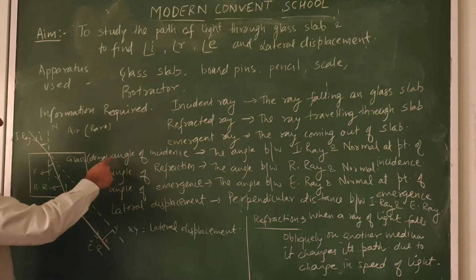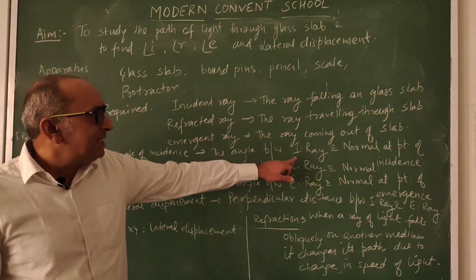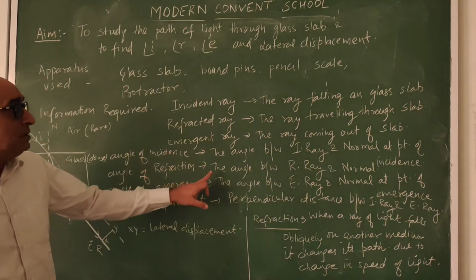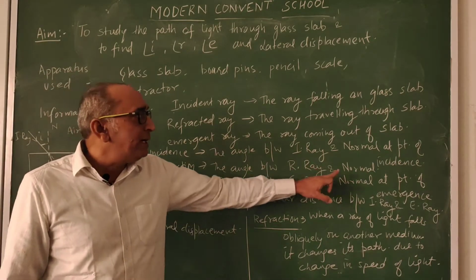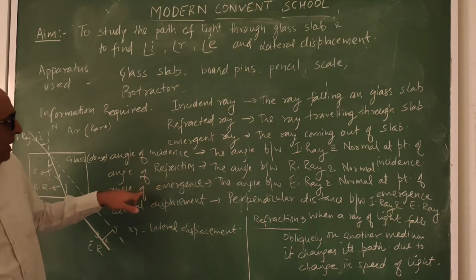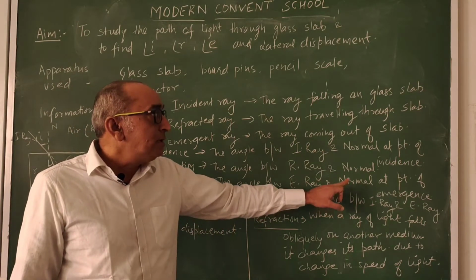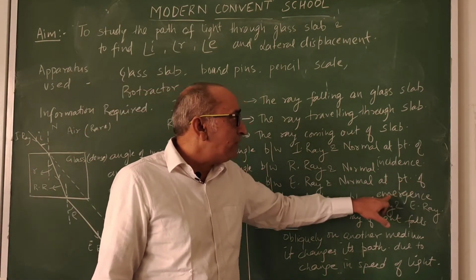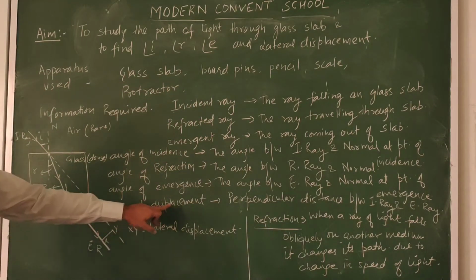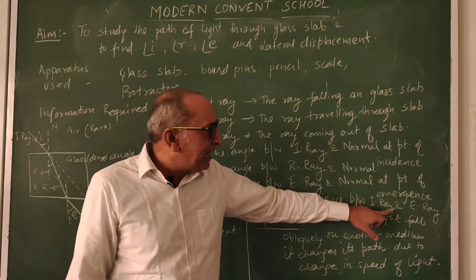So we were talking about angle of incidence. Now they are clear to you. It is angle between incident ray and normal at the point of incidence. Angle of refraction, the angle between refracted ray and normal, again at point of incidence. Angle of emergence, the angle between emergent ray and normal at point of emergence. Next is lateral displacement. It is the perpendicular distance between incident ray and emergent ray.